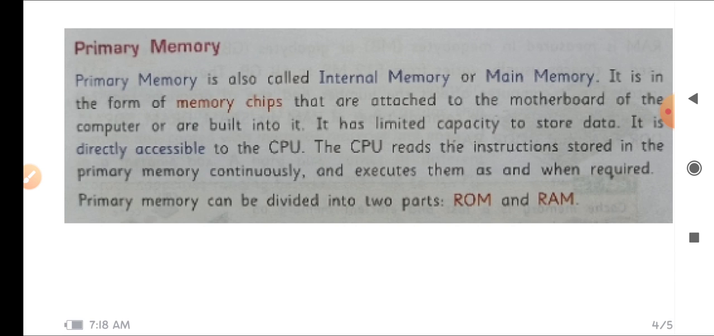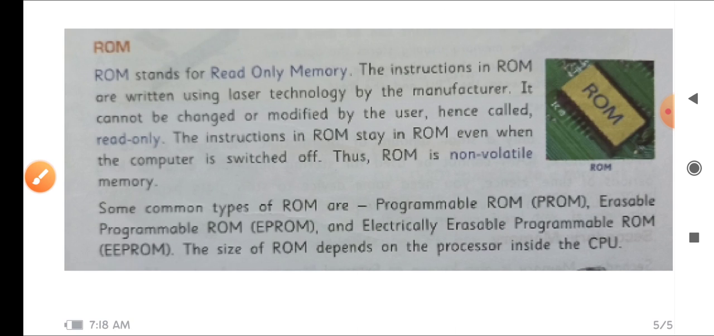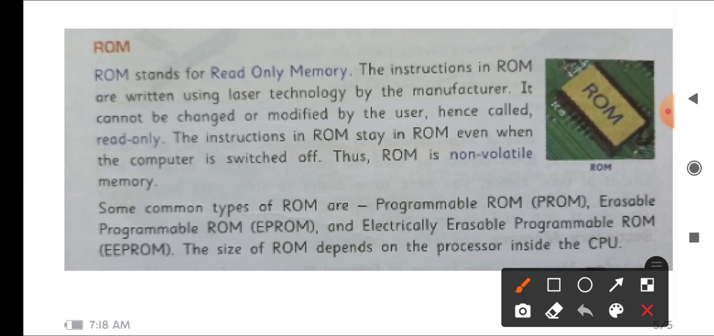Now when we talk about primary memory, it is again divided into two. What are they? First one is ROM and the second one is RAM. Now we'll see what is ROM. When we talk about ROM, ROM stands for read only memory. What is the full form of ROM? Read only memory. Okay, let's start with ROM. ROM stands for read only memory.